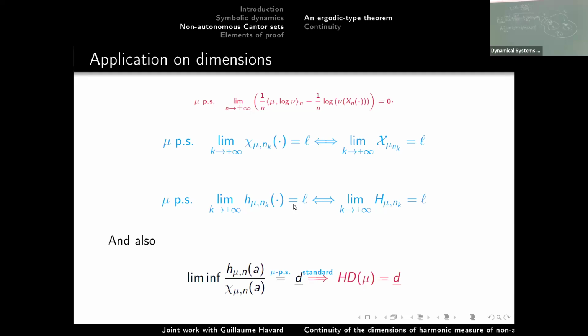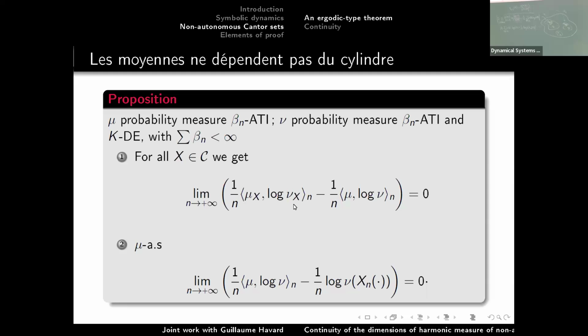And of course, we have something very beautiful here. This limit infimum will be some constant d, and then the Hausdorff dimension will be d, of course. And if you have the limit supremum of this same quantity, you have the packing dimension. So this proposition is a key.